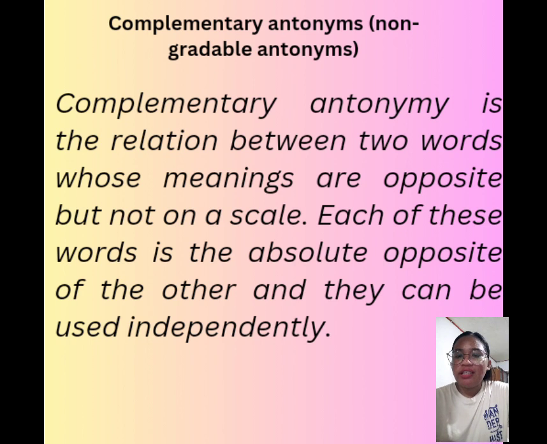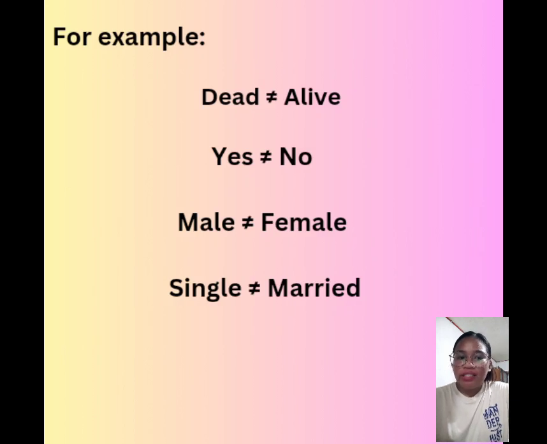Complementary antonyms are non-gradable antonyms. Complementary antonymy is the relation between two words whose meanings are opposite but not on a scale. Each of these words is the absolute opposite of the other. They can be used independently. For example, dead does not equal alive. Here we do not say deader or more dead, so comparative construction is not normally used. Yes does not equal no. Male does not equal female. Single does not equal married.